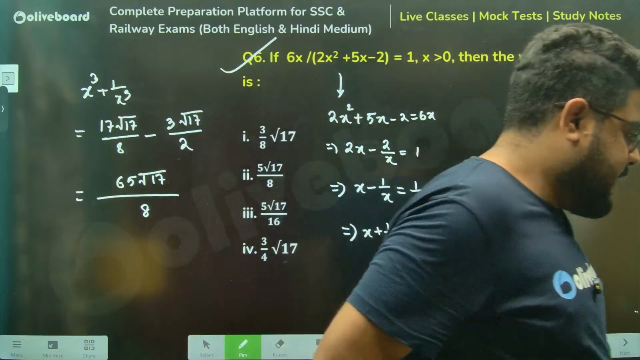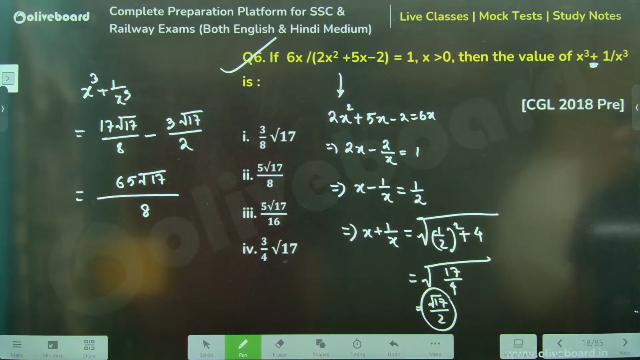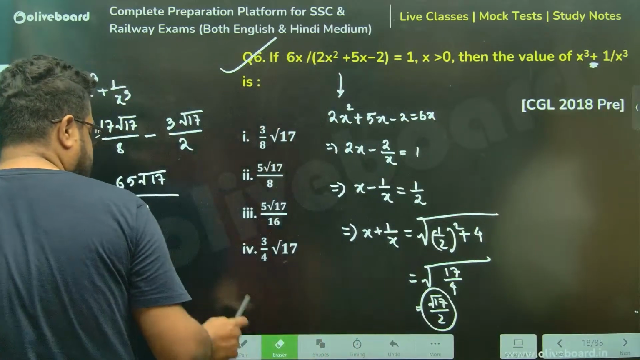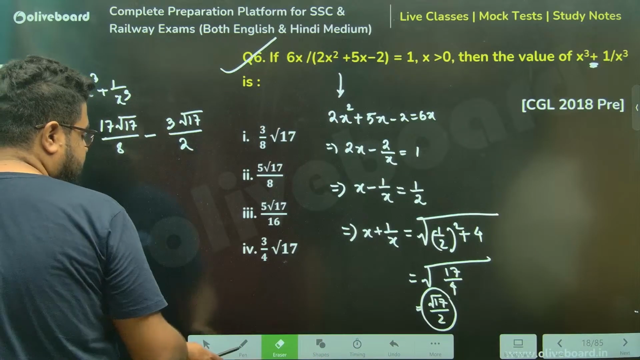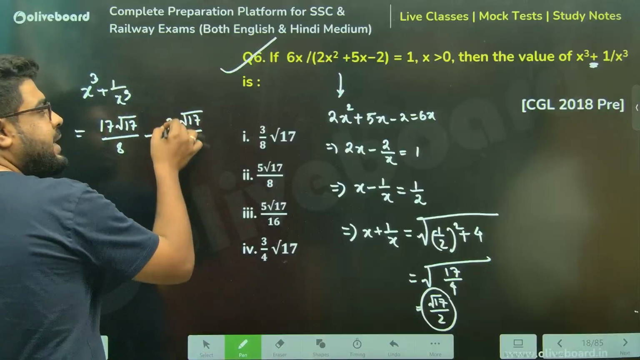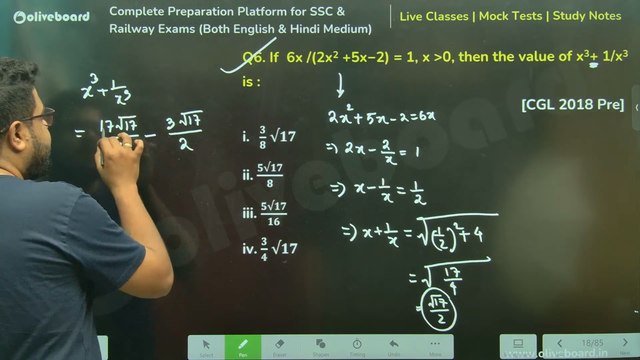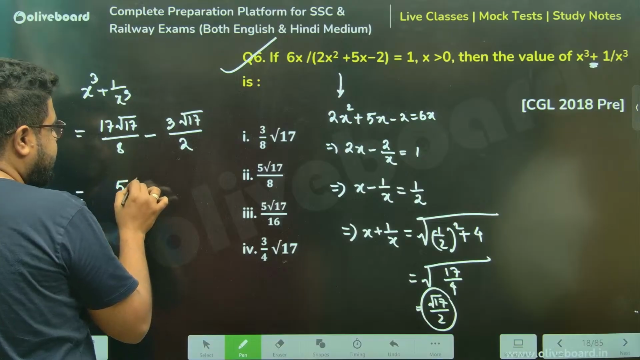Stuck somewhere. Ruko ek second. What have I done wrong? I've done something wrong. Today sometimes I'm losing focus. I don't know why. I need to multiply this. I multiplied this. So 3 fours are 12, 12 and 17, 5 root 17 by 8.